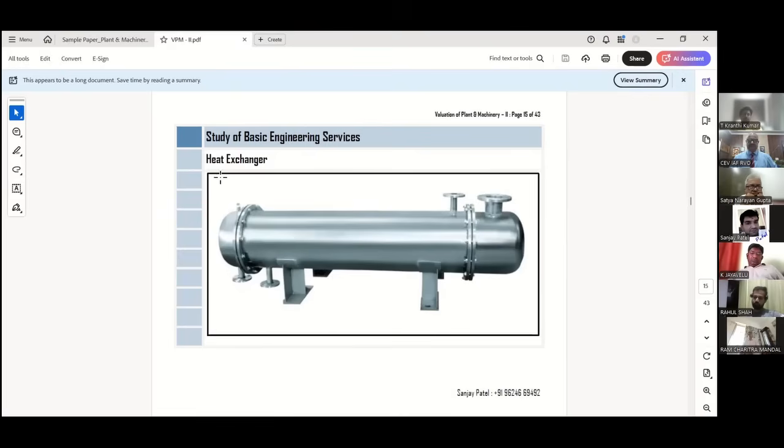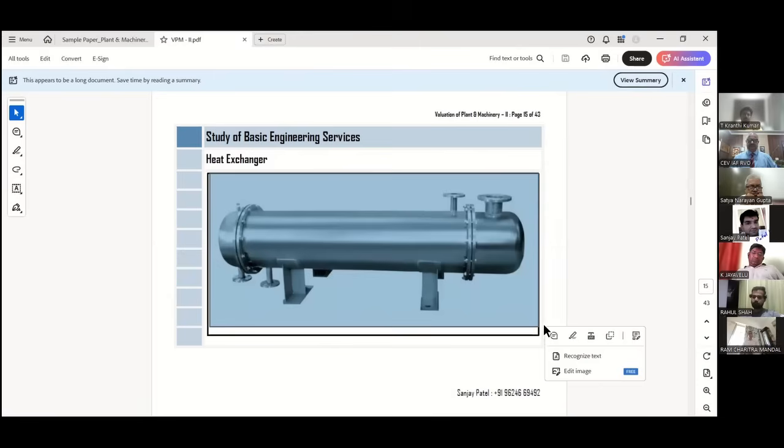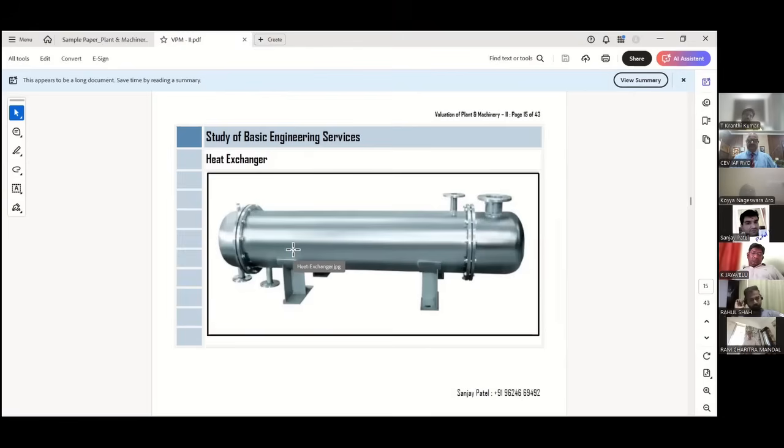Any idea which type of heat exchanger this is? Yes, shell and tube. Shell and tube. What is the use of this heat exchanger normally? Refrigeration plant. It is also used in air compressors for oil cooling, refrigeration industries, power packs. Majorly all the chemical industries are using shell and tube type heat exchangers.